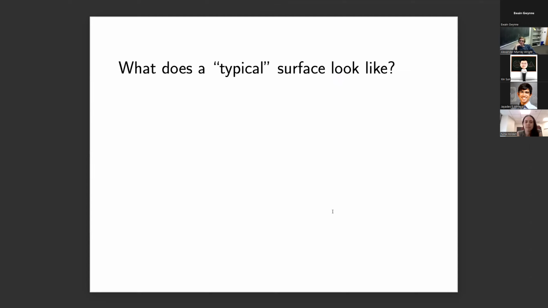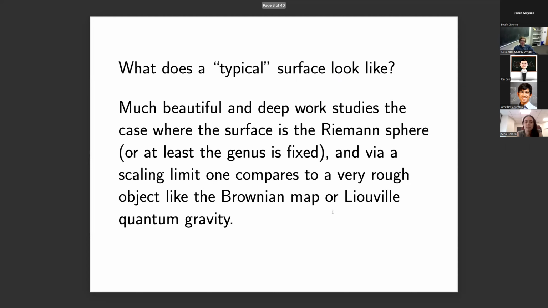So a fundamental question that many of us want to address is, what does a typical surface look like? In this audience, you'll be aware of all of the beautiful and deep work that studies the case where the surface is maybe the Riemann surface, or at least the genus is fixed. And you try to take a scaling limit and you compare it to very rough objects like the Brownian map or the Liouville quantum gravity. So that's a line of work that I've been appreciating from the sidelines as a non-probabilist.